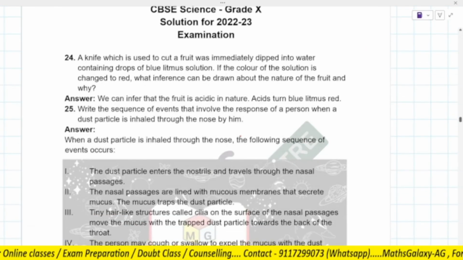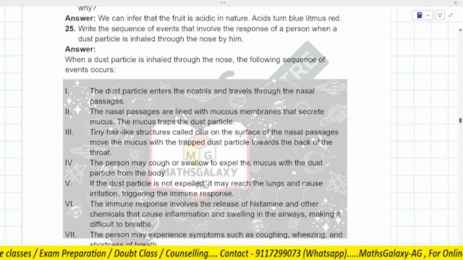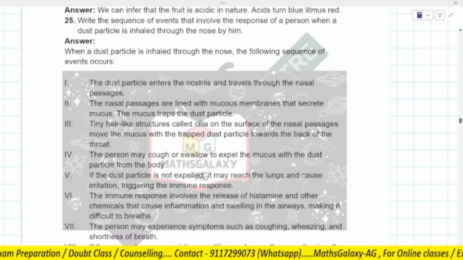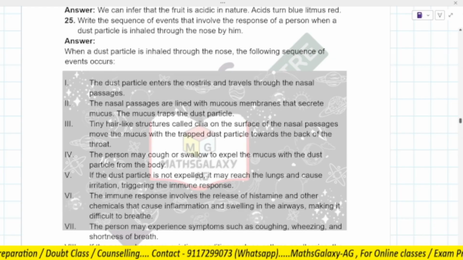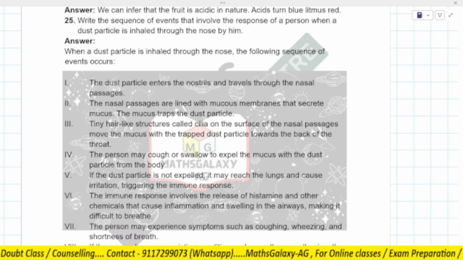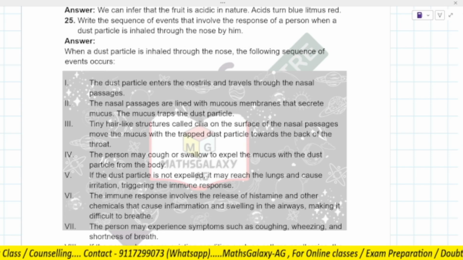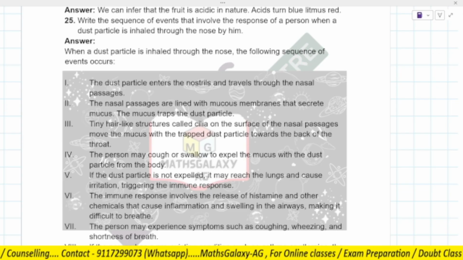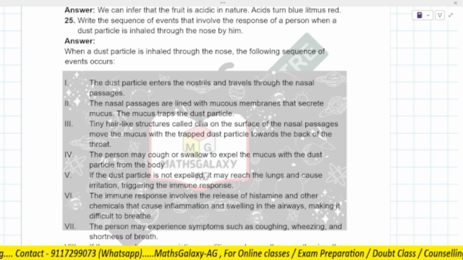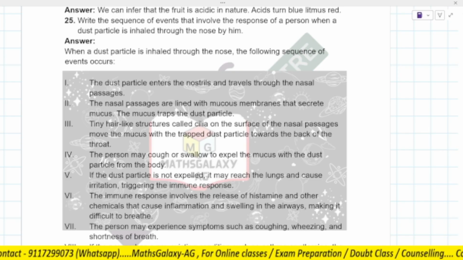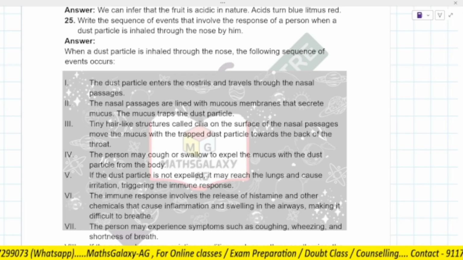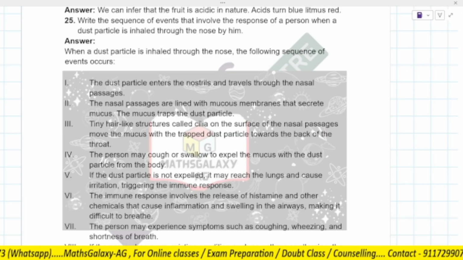When a dust particle is inhaled through the nose, the following sequence of events occurs. The dust particle enters the nostrils and travels through the nasal passages. The nasal passages are lined with mucous membranes that secrete mucus. The mucus traps the dust particle. Tiny hair-like structures called cilia on the surface of the nasal passage move the mucus with the trapped dust particle toward the back of the throat, okay? The person may cough or swallow to expel the mucus with the dust particle from the body.